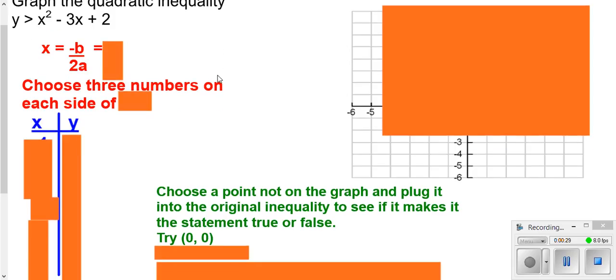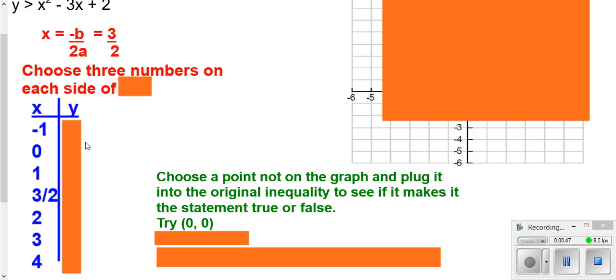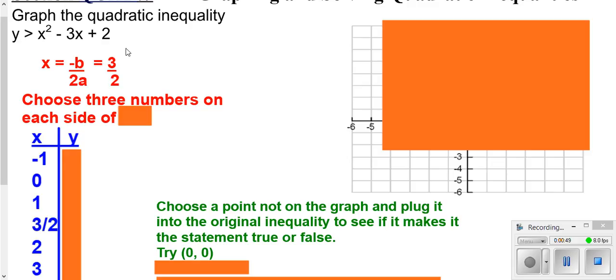So once again, to review that, you want to find your axis of symmetry, so use negative b over 2a, and we get this. And then you want to go ahead and make yourself a t-chart. Choose 3 numbers on each side of your t-chart, and then plug each one of these numbers into your original problem up here to figure out the y values. So if you plug in 0, you get 2. Plug in negative 1 would be 1, plus 3, plus 2, and so on.